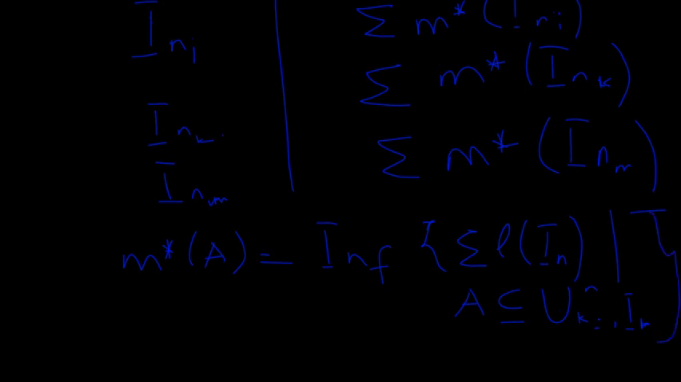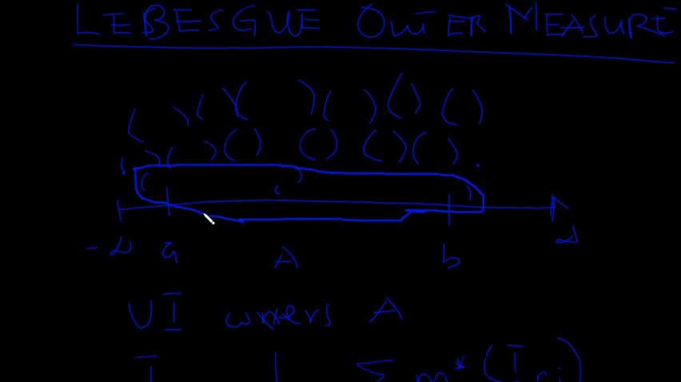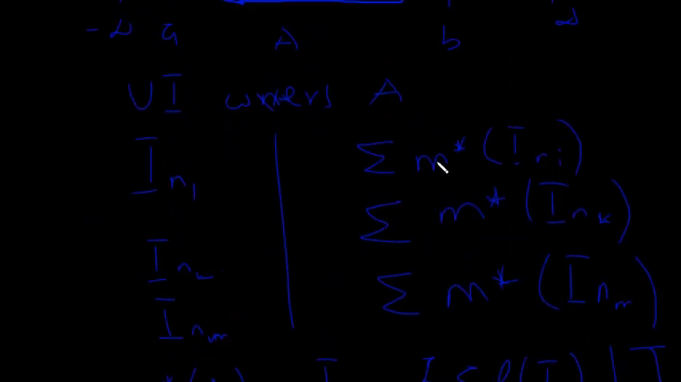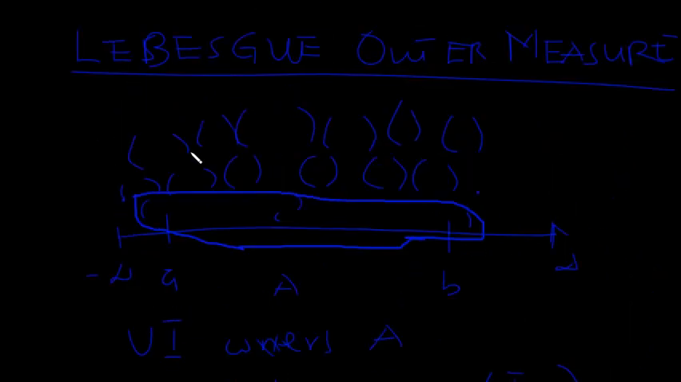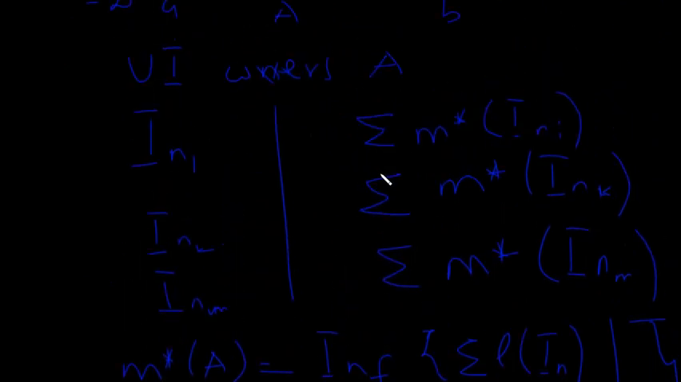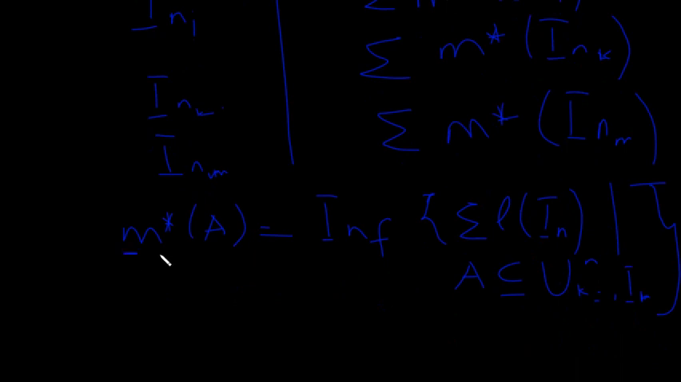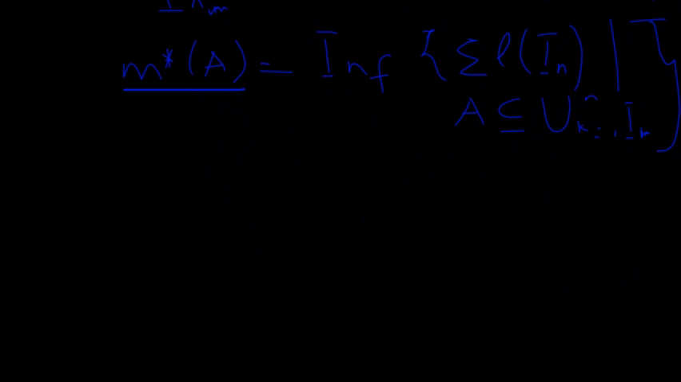So this is the definition of outer measure. When you pick the possible collections of intervals which are going to cover A, you find the outer measure of each interval here. Then if you are able to find the sums for all the possible collections, the infimum, the smallest of them, is actually going to be the outer measure of A. So that's the definition of outer measure.